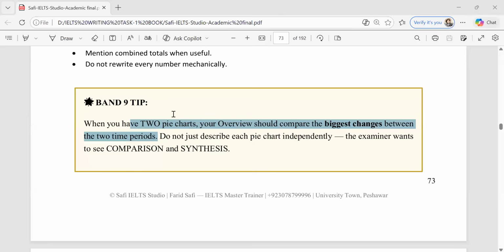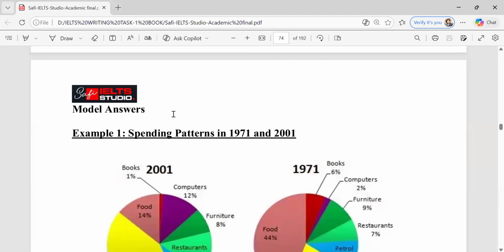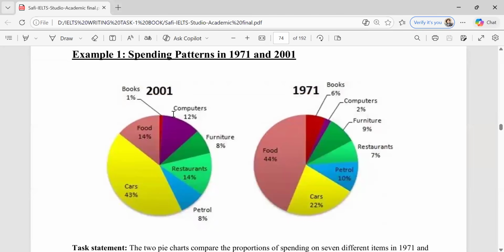Okay. After this, for example, we want to take one of the model answers. Now, look at this graph and talk. If you want to talk to me, please be with me, because I can ask you: how many pie charts do we have here? Two. There are two pie charts, right?